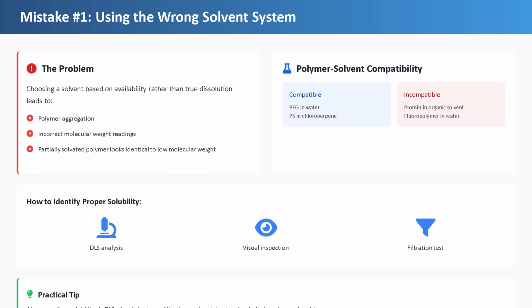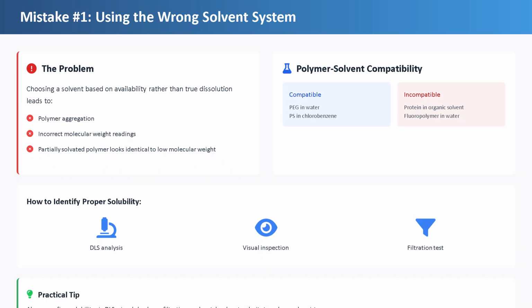Mistake number 1 is all about solvents, and it's probably the most common one. Too many runs start with the solvent we had available, instead of the solvent that actually dissolves the polymer. Partial or poor dissolution leads to aggregation, and aggregation looks identical to low molecular weight on a GPC trace. For example, PEG in water or PS in chlorobenzene behave beautifully, while proteins in organic solvents or fluoropolymers in water are essentially doomed from the start.